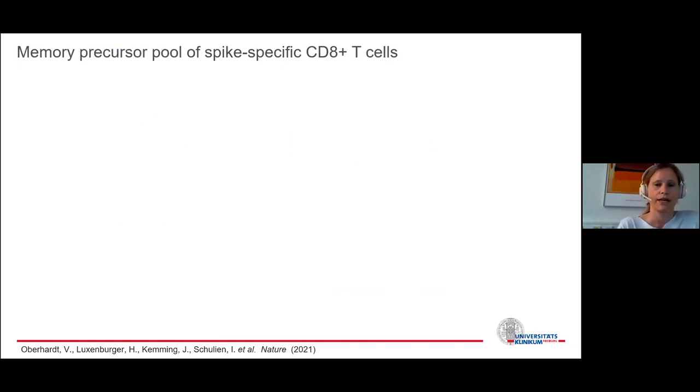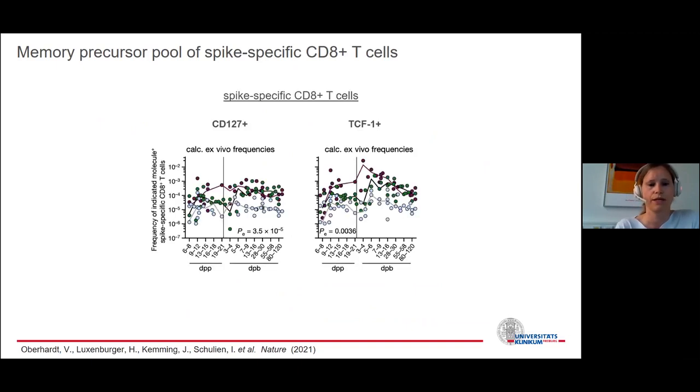Now, having analyzed the effector response, and we saw that this is really a classical one, we also wondered about the memory response that is generated, in the beginning at the memory precursor pool. Memory precursor CD8 T cells are characterized by the expression of CD127 and of the transcription factor TCF1. And we then calculated the frequencies of the spike-specific CD8 T cells that express these markers.